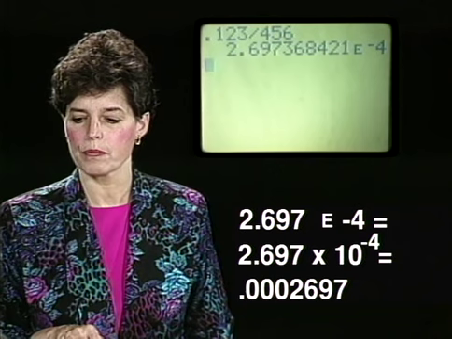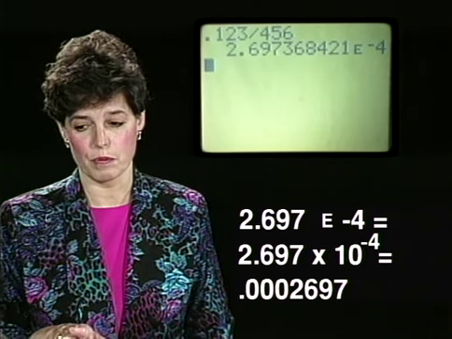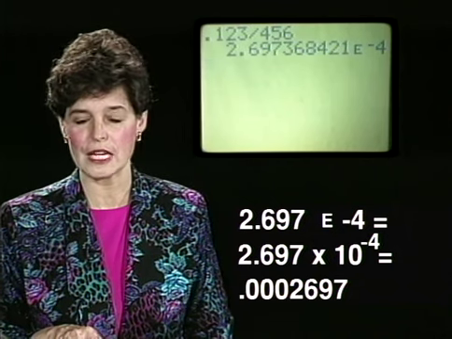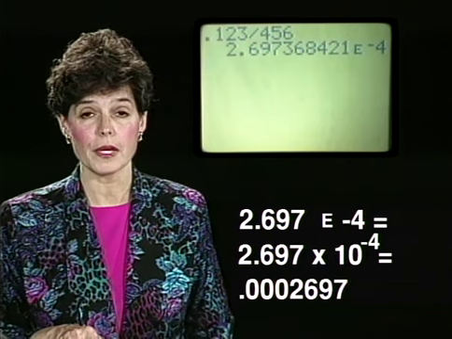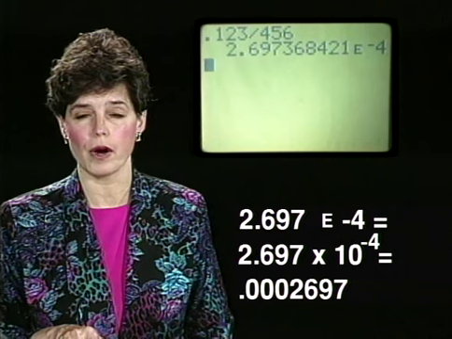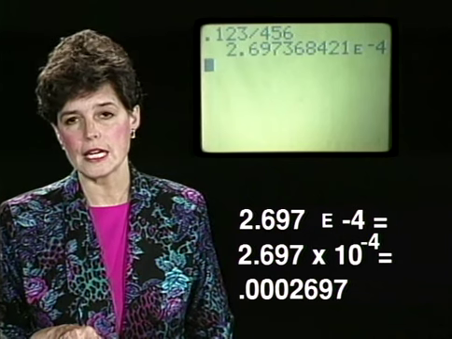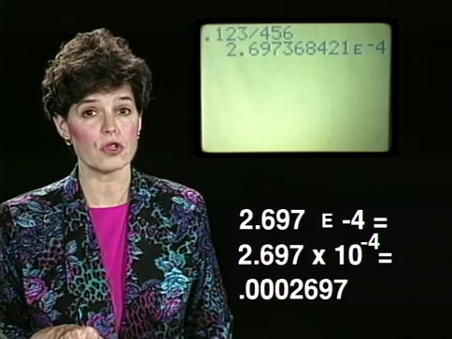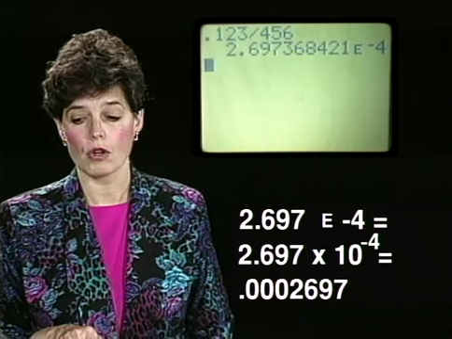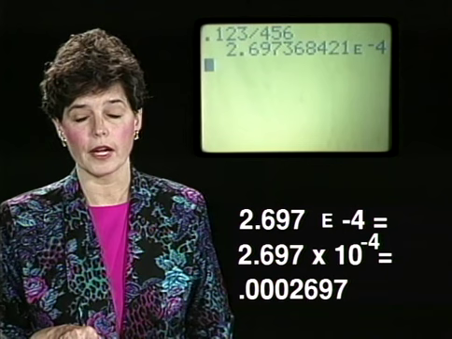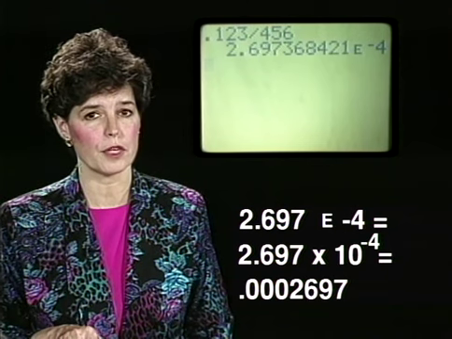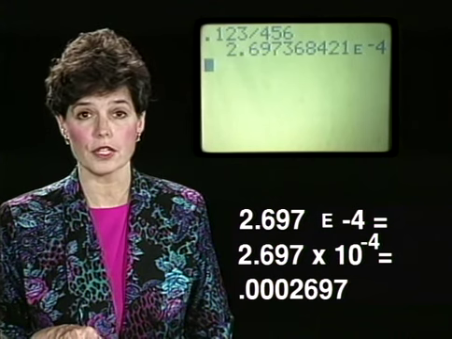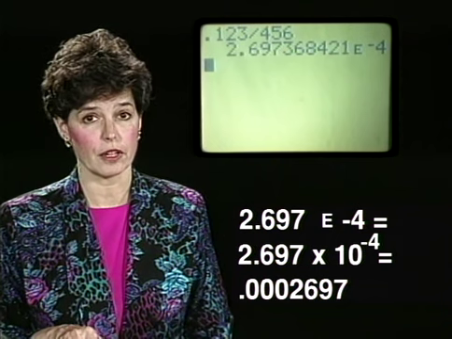It looks kind of strange, and it would not be a correct way to answer the problem. If you were to write this down on a piece of paper, you wouldn't want to write 2.697 e -4. What the e -4 means is times 10 to the -4 power. 2.697 e -4 means 2.697 times 10 to the -4. This would be a correct way to write it down. Also remember from your past studies in math that when I have something like this with a power of 10, it can also be changed into a complete decimal form, and this time it would be 0.0002697. But you will have to do that. The calculator isn't going to do that for you.